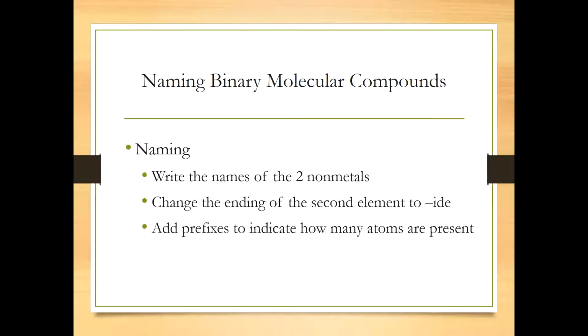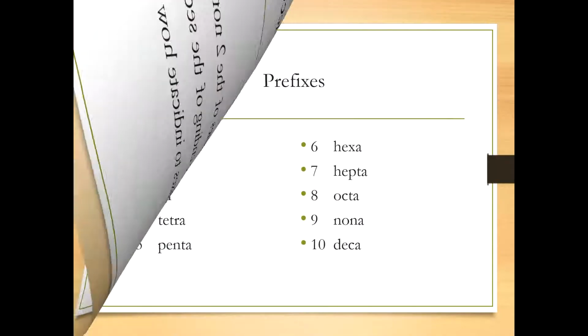Now the reason why we have to do this for molecules is because they don't have charges. If you remember from how we named ionic compounds, we were crisscrossing those charges in order to tell how many atoms were present. Well, we don't have charges here because molecules share electrons, so we're going to have to use prefixes in order to tell how many of each atom are present.